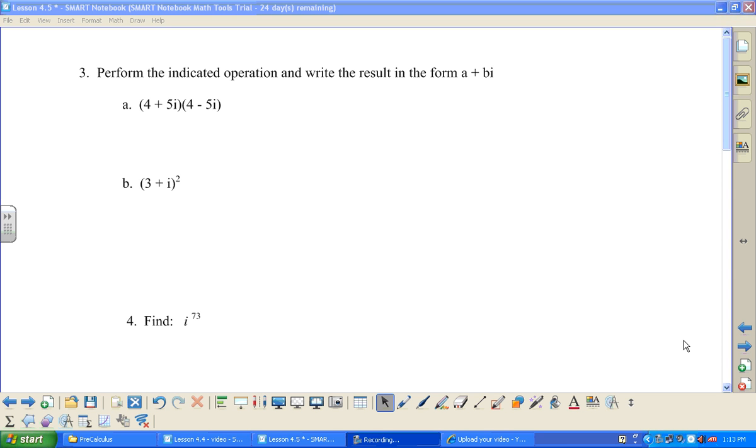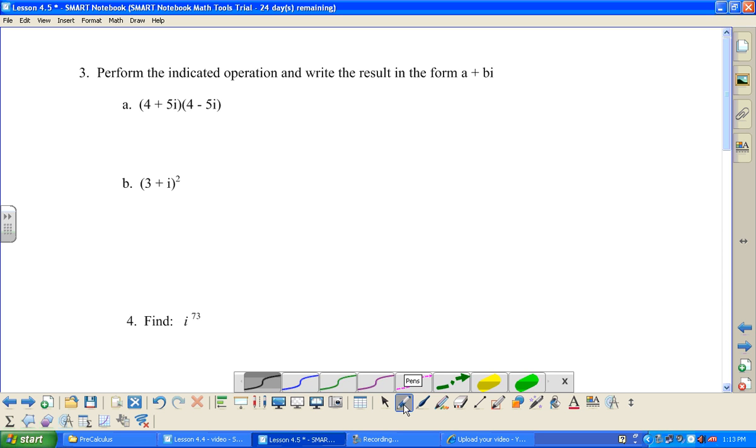Okay, so we're going to look at some problems from lesson 4.5 of our pre-calculus book on operations with complex numbers. And we're just going to take a few of those different examples from that lesson and go through them just so that you have a little reminder about how to do them. So first of all, let's look at some multiplication.